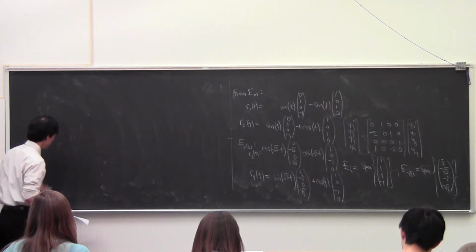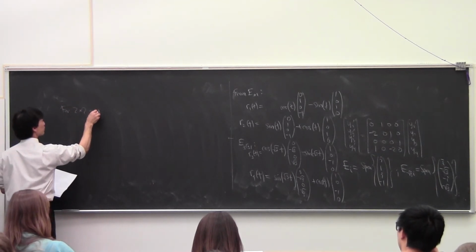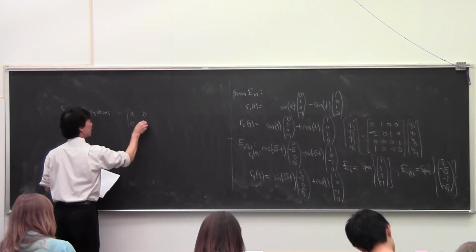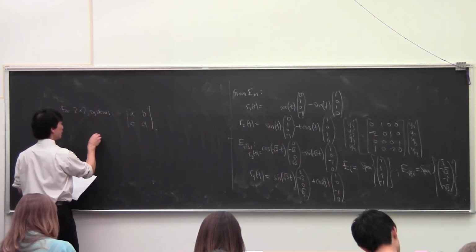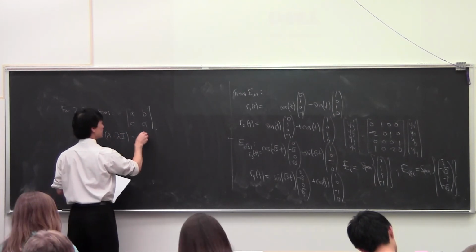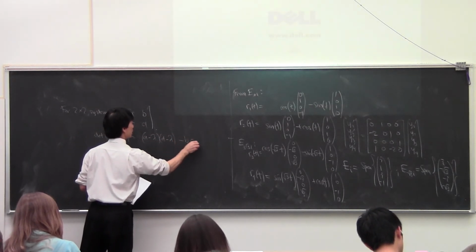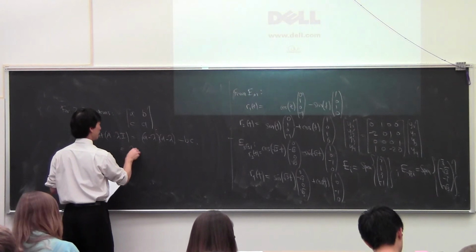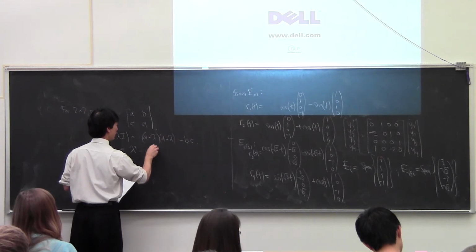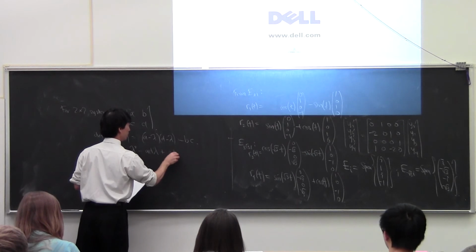If you look at 2x2 systems, the matrix looks like A, B, C, D. And then the characteristic polynomial is going to be (A minus lambda)(D minus lambda) minus BC. That is to say, lambda squared minus (A plus D) lambda plus AD minus BC.